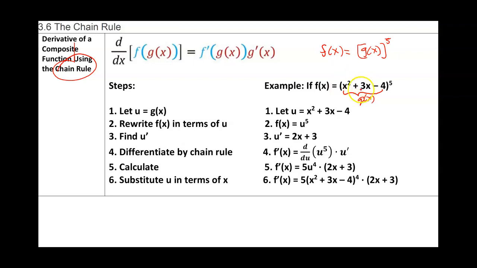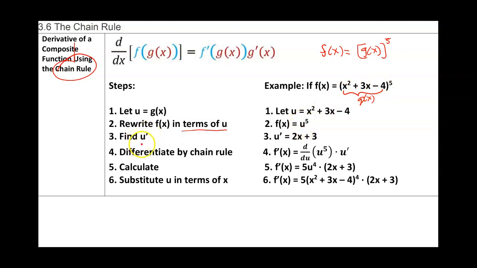So we're going to let u equal whatever the inner function is. So the inner function is x squared plus 3x minus 4. So we're going to let u equal x squared plus 3x minus 4. Now we're going to rewrite the original function f of x, but now in terms of u. So instead of saying x squared plus 3x minus 4 to the fifth, this whole thing is equal to u. So we're going to say u to the fifth. So instead of saying g of x to the fifth, to simplify this, we're going to call this function equal to u. That's going to be u to the fifth.